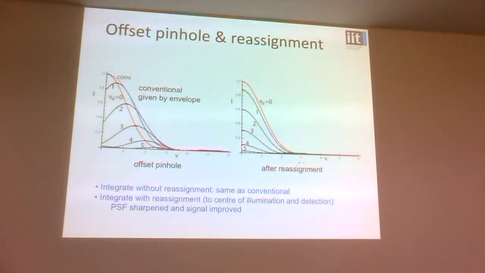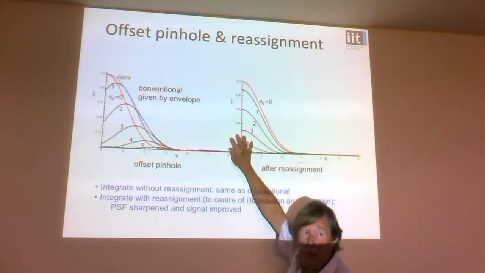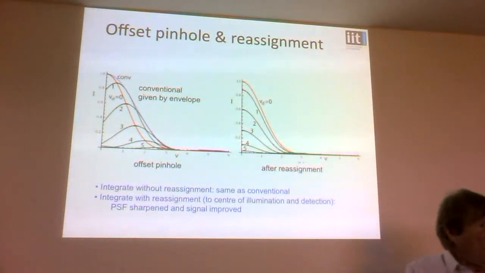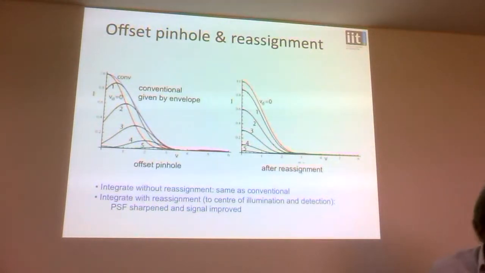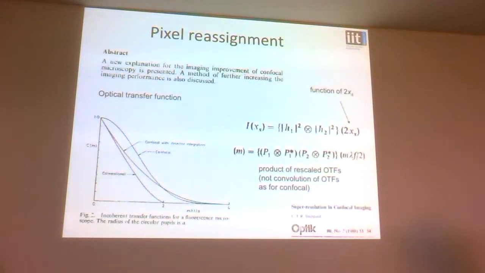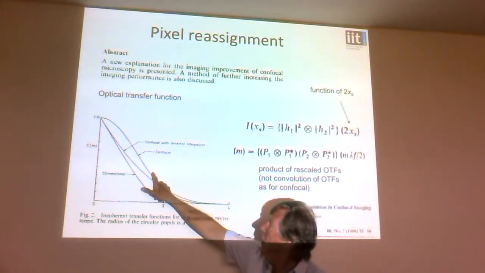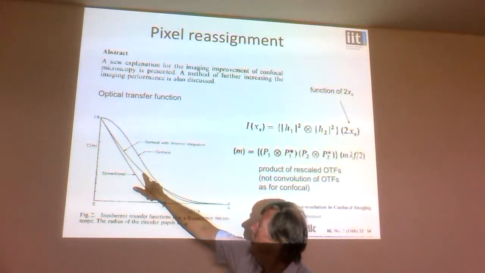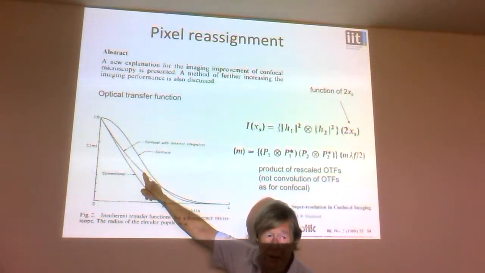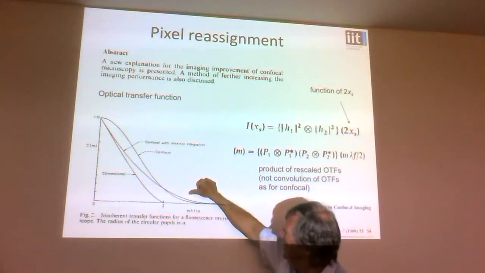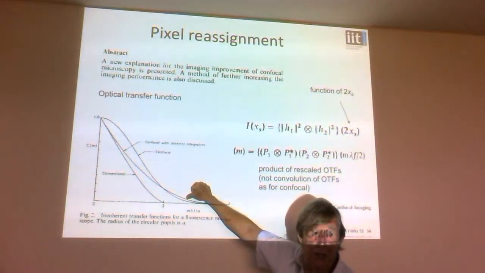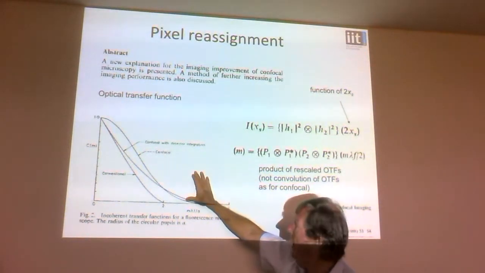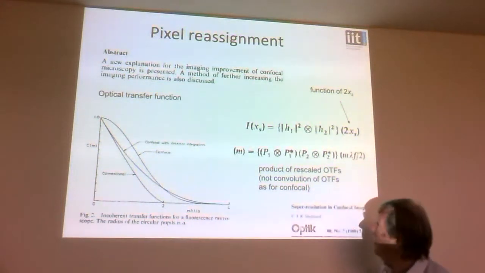If we do this reassignment, what we do now is we shift all these curves back to the centre. Right? And then we might think of what happens now if you sum over all of those. So this is what I looked at in the 1988 paper, and I showed that if you do that, this is the OTF for confocal, this is with this reassignment and then integration over the whole array, you see that these high spatial frequencies are actually boosted up. They're stronger than there would be for a confocal.